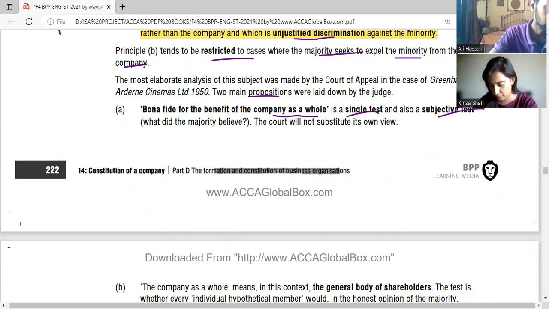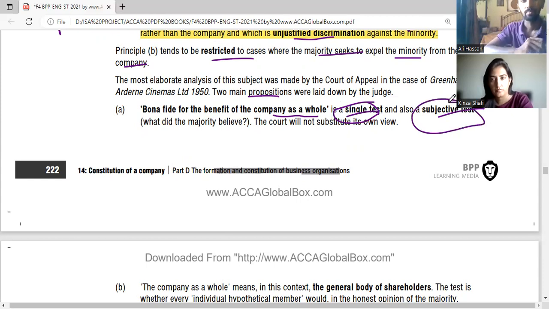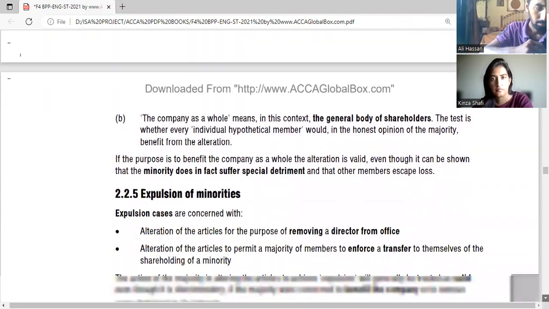Number two problem, it is a subjective test. That means Ali might think that it is beneficial for the entire company, but Kinza might think that no, it's not beneficial for the entire company, it's only beneficial for you. It's debatable. You are taking this decision for your own sake. Why are you thinking that this is in the benefit of the whole company? So it's subjective. Number one, a single test, there is no other test, and number two, it is subjective, and therefore it is creating some limitations.